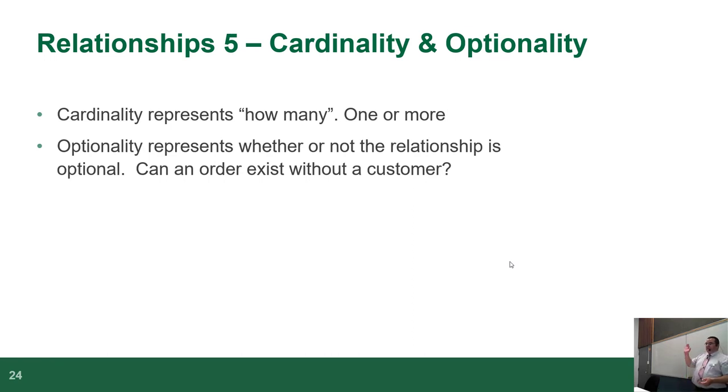Now, relationships number 5. There's 2 magic words when we talk about relationships. Cardinality and optionality. Cardinality means how many. This means 0, 1, or more. I forgot the word 0 on my slide. Every time I say this term I got to put the word 0 and I forget to do it. Slide's been like this for 4 years.